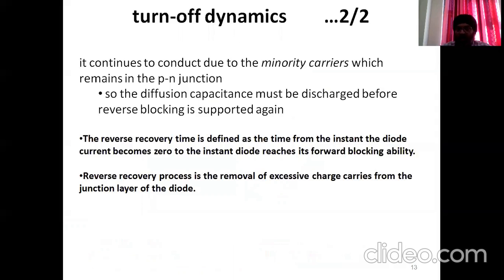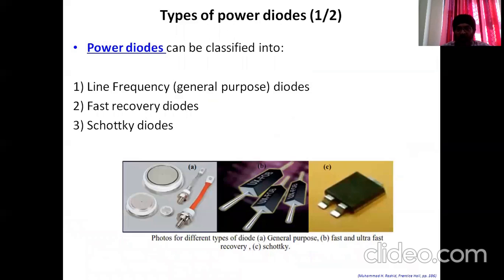Okay, so these are the dynamics of diodes. So once we know that, based on these dynamics, how to classify these diodes, or how to select these diodes for our own applications.